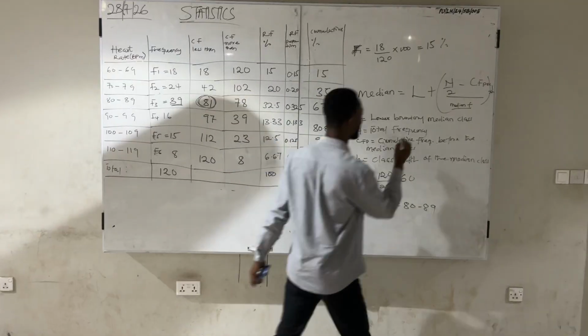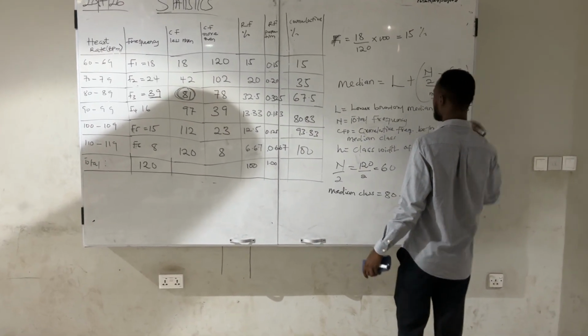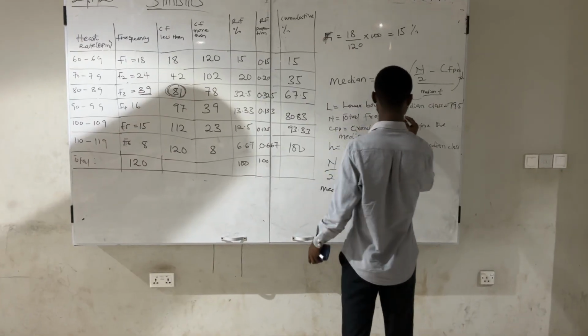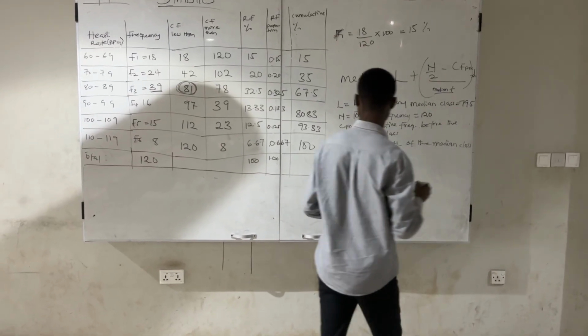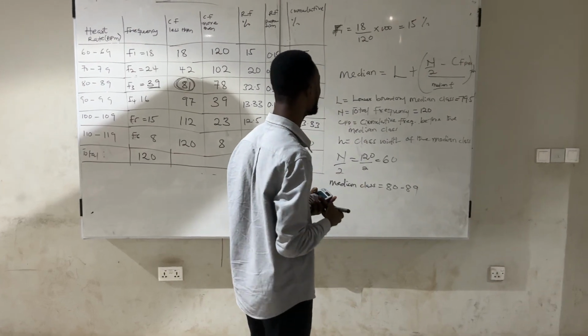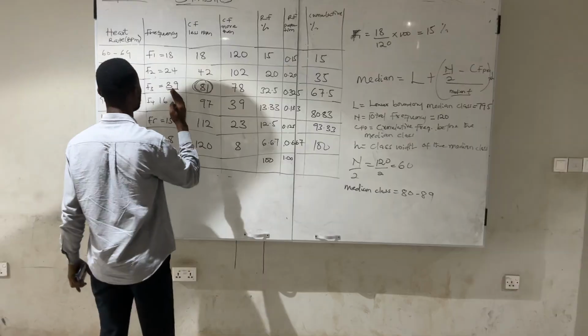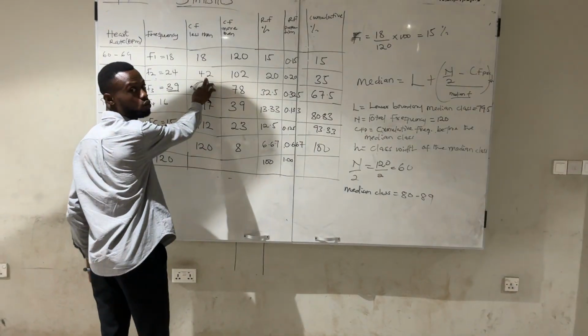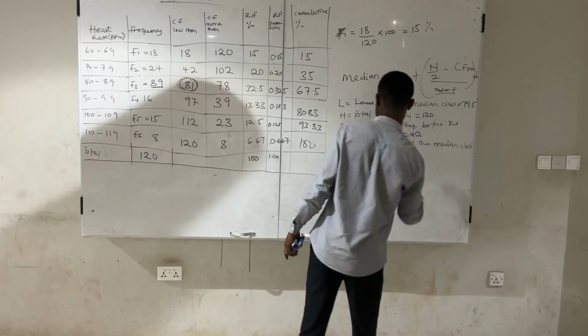So therefore L equals 79.5. Then the total frequency, we know it to be 120. Then the CF, the cumulative frequency before the median class, is 42. So here will be 42.